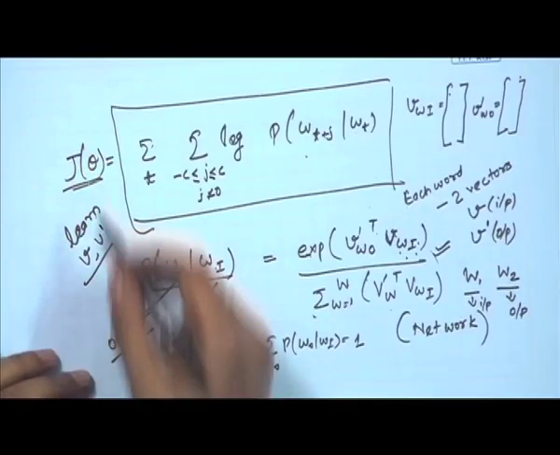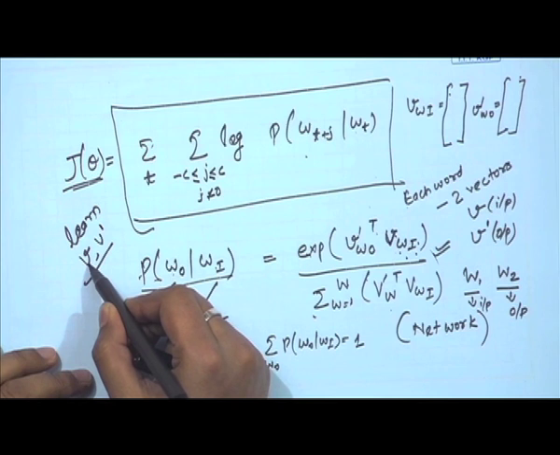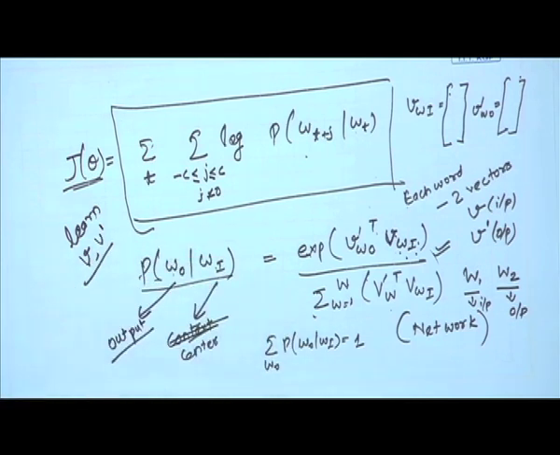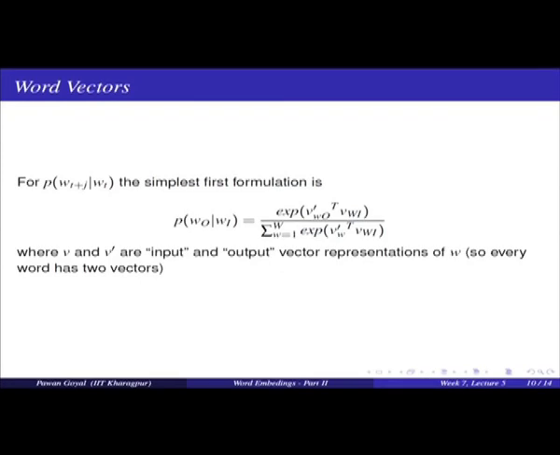So you can try to take partial derivative of J theta with respect to each of these parameters and update your weights accordingly. So this is the conditional probability distribution function that we have found, and V and V prime are input and output vector combination of the same word W. So every word has now 2 vectors.